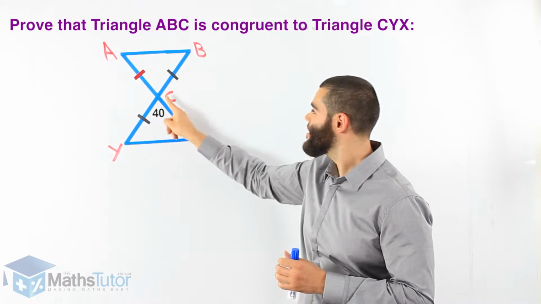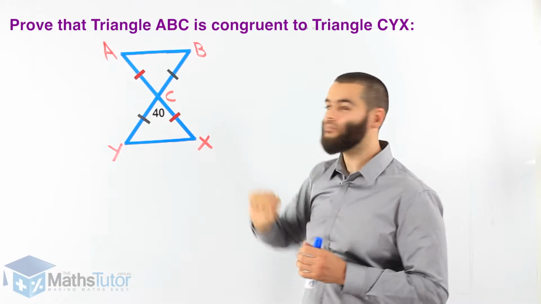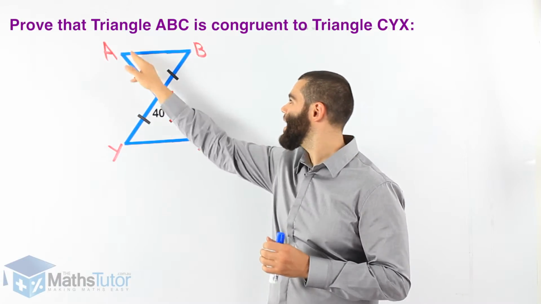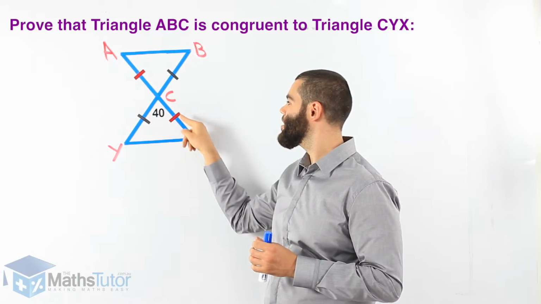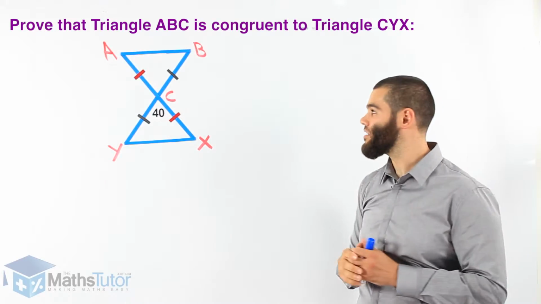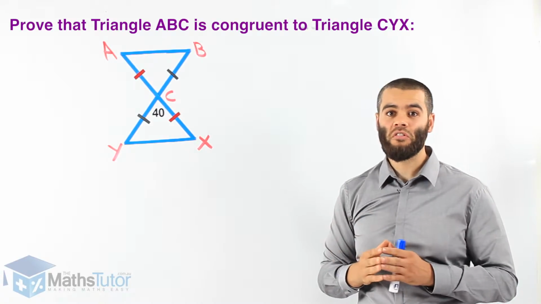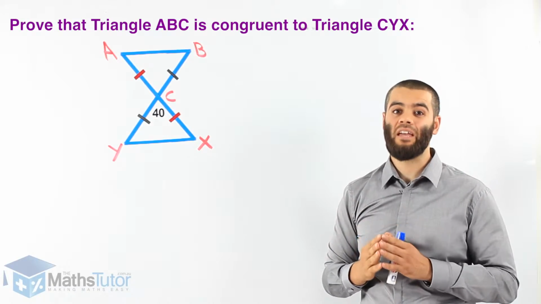A side here and a side there. They are corresponding, they are matching, they are equal. And AC and CX are also corresponding and matching. The mark shows that they are equal as well. So we have two sides. So what are we going to use? We can either use SSS or SAS.